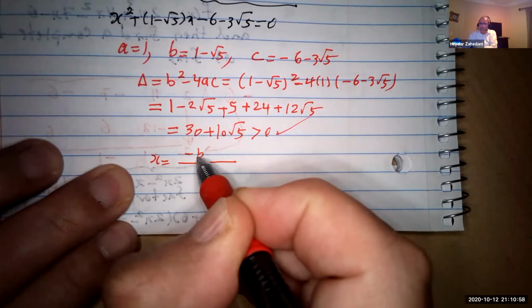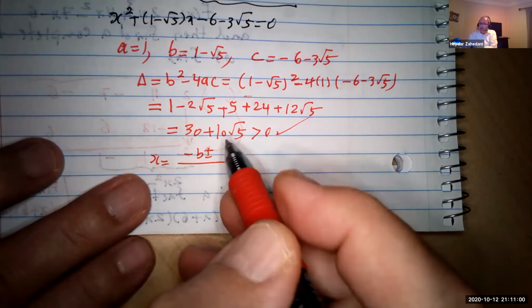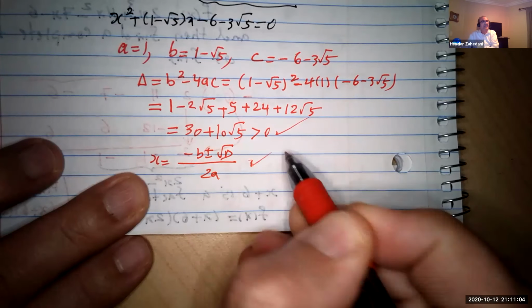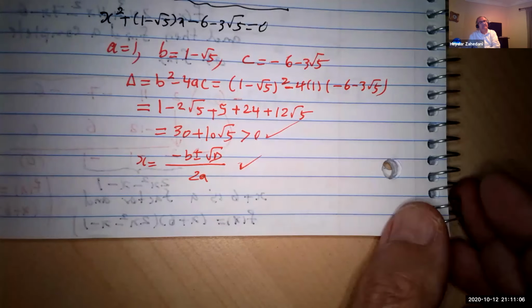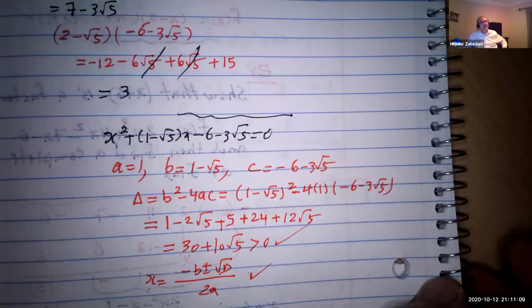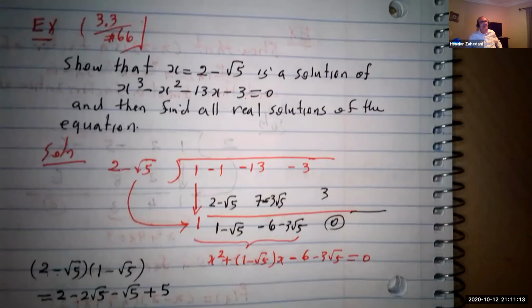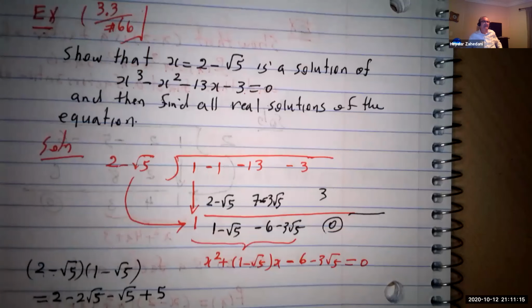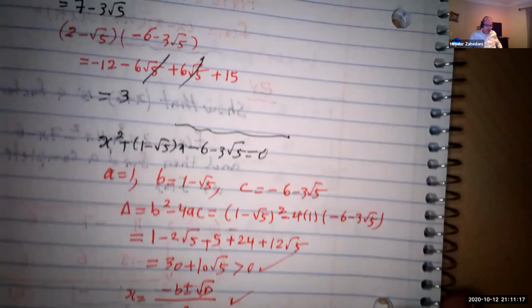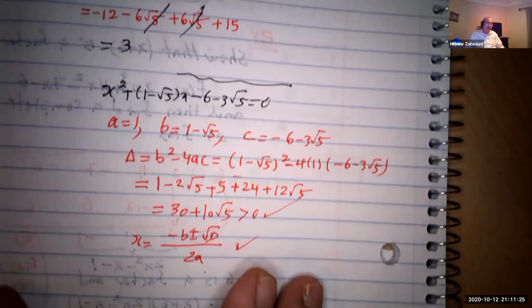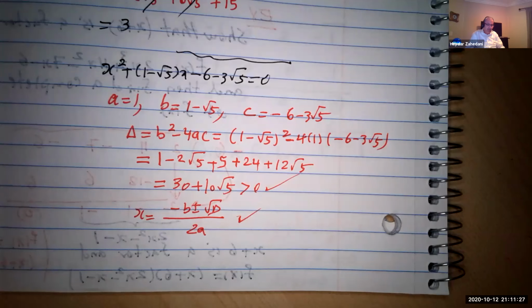Okay, negative b plus or minus radical delta over 2a. Just wanted to say that usually we just check this one, x equals 2 radical 5, would be the solution of the equation, and we don't go that far to get those numbers. But you may use your calculator to get through it if you like.